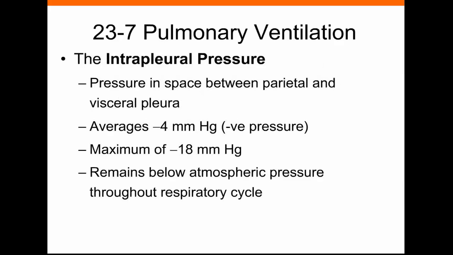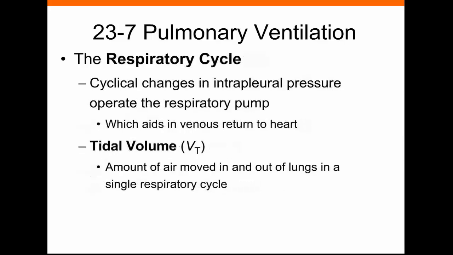So intrapleural pressure is the pressure between the parietal and the visceral pleura. We want the parietal and the visceral pleura to be at a negative pressure so that the pleura are actually stuck together. The average is -4 and the maximum is -18. So it remains below atmospheric pressure throughout the respiratory cycle, so the lungs stay stuck outwards and attached to the visceral pleura, which keeps the lungs open.